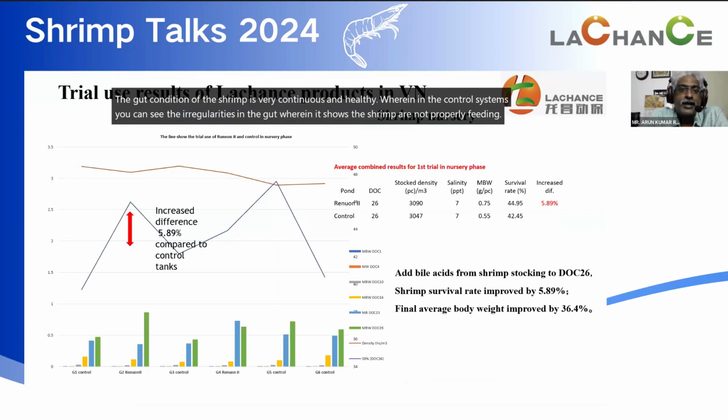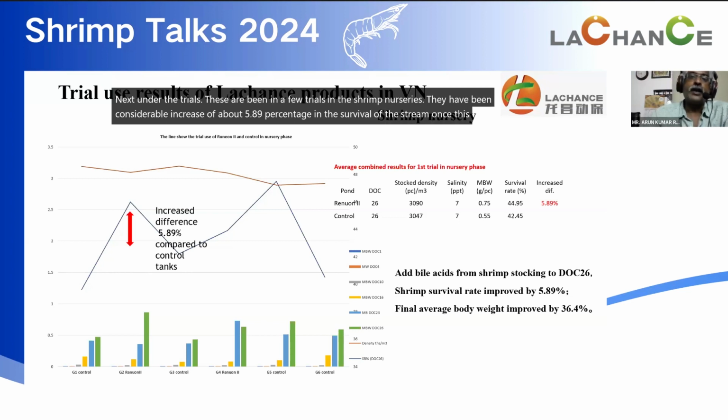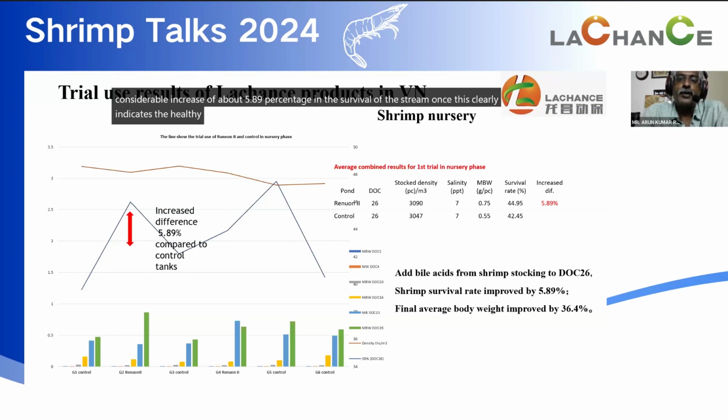Next, under the trials in a few shrimp nurseries, there has been a considerable increase of about 5.89 percentage in the survival of the shrimp. This clearly indicates the healthy condition of the shrimp.